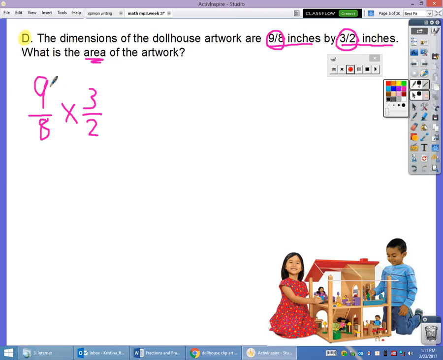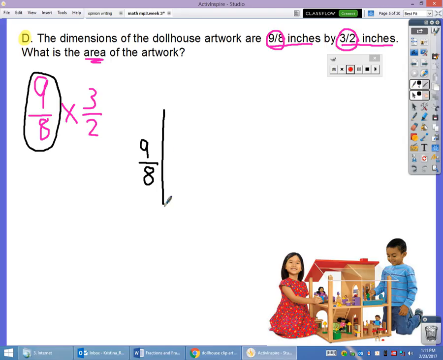So let's focus in on 9/8 first. I'm going to write 9/8 right here. I need to think about how many holes I would need to show 9/8. Well, 8/8 is equal to 1 hole. This is going to be a little more than 1 hole, so we're going to need 2. So I'm going to draw 2 holes right there.